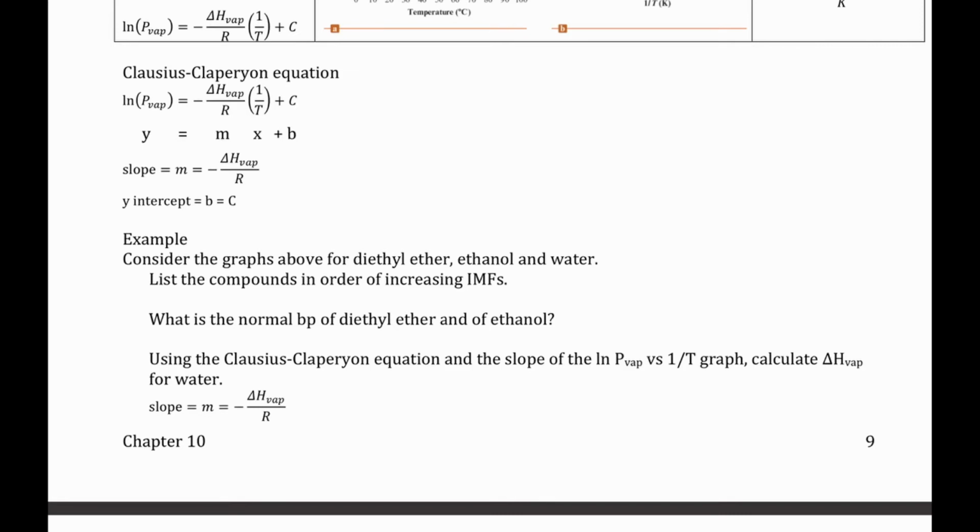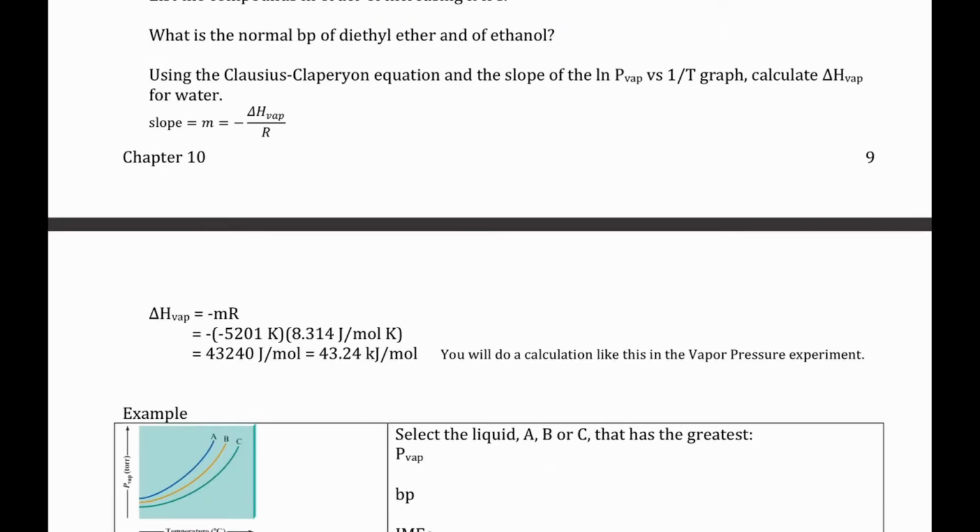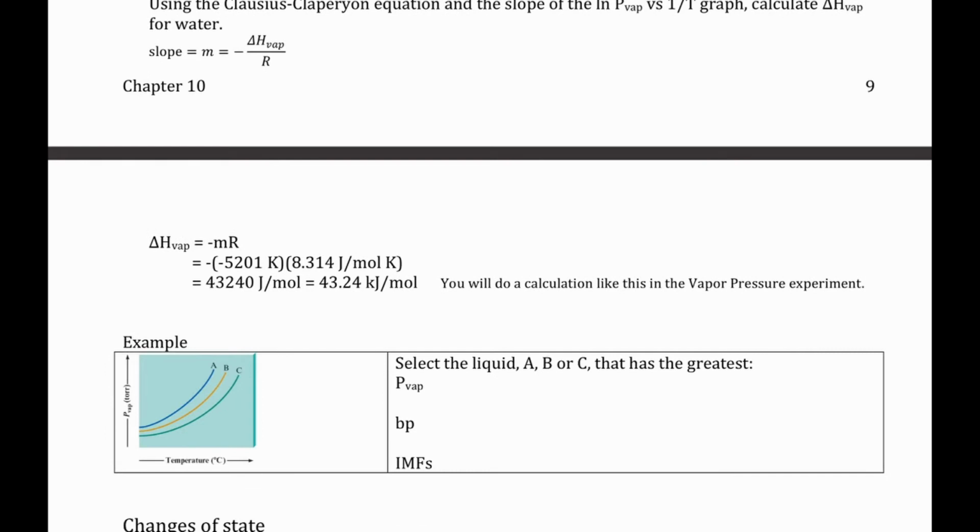Okay, so what we have is that the slope m equals minus delta H vap over R, or delta H vap is equal to minus mR. So we have minus a negative 5201 Kelvin times 8.314 joules per mole Kelvin. Doing the math, we get 43240 joules per mole, or 43.24 kilojoules per mole.